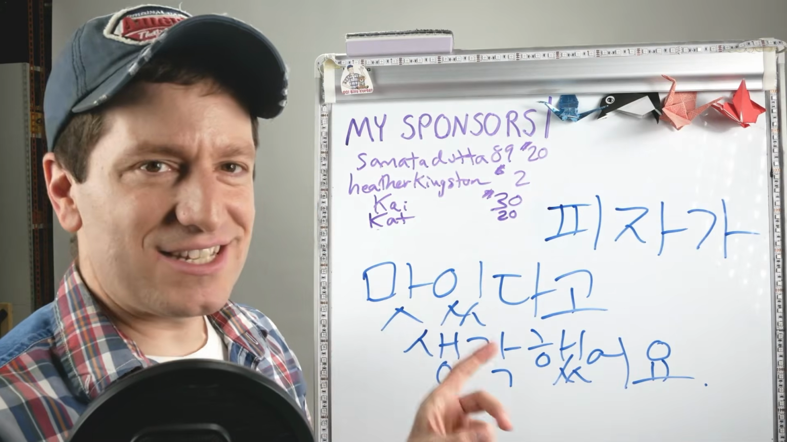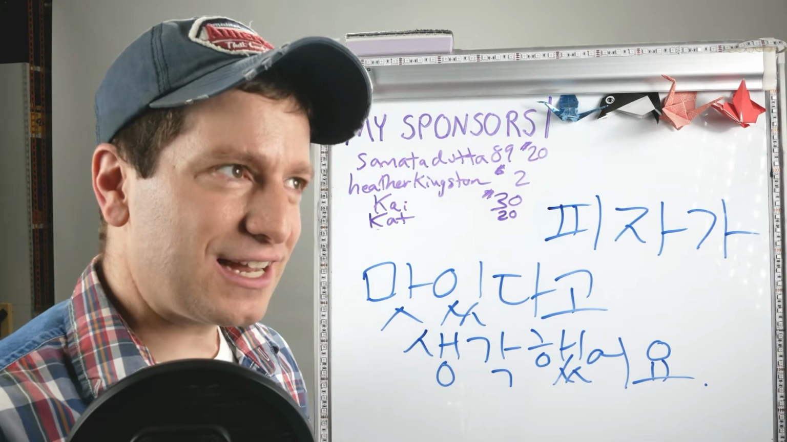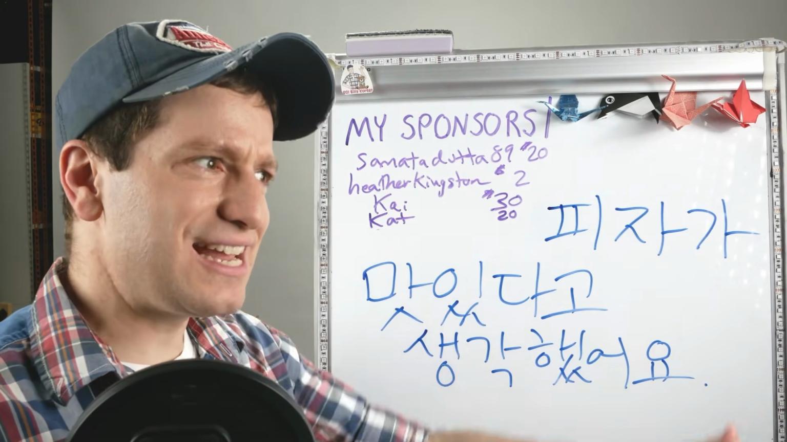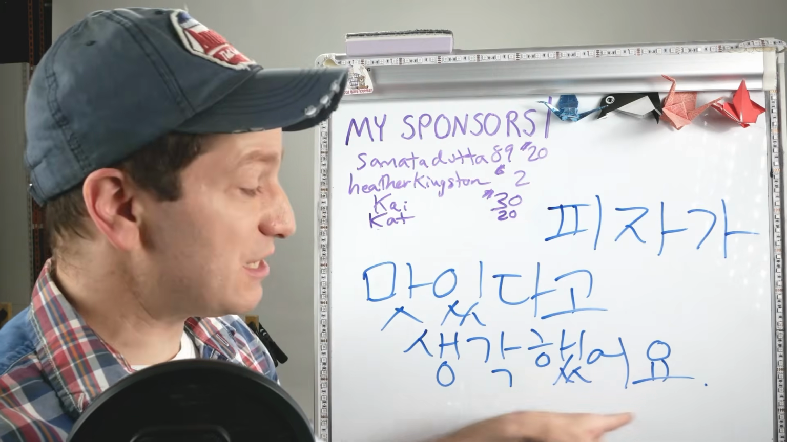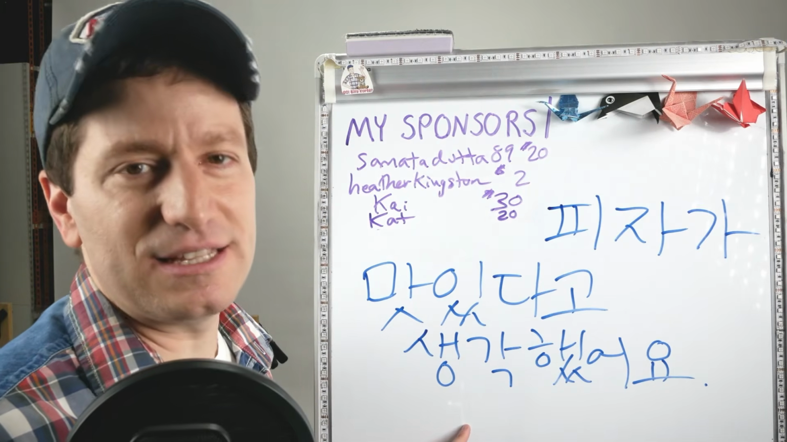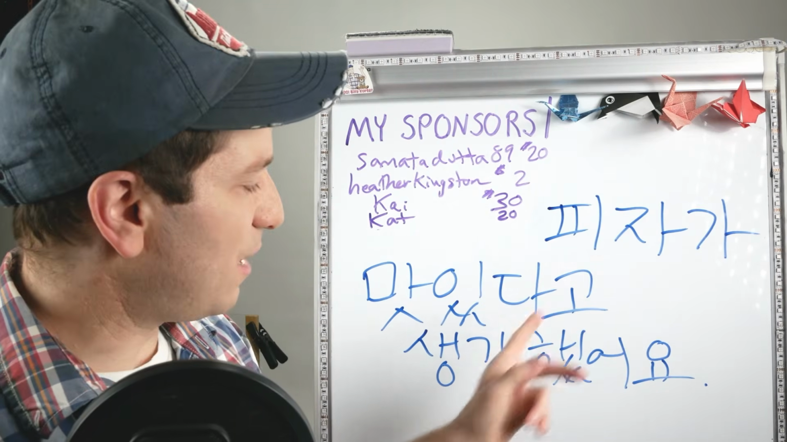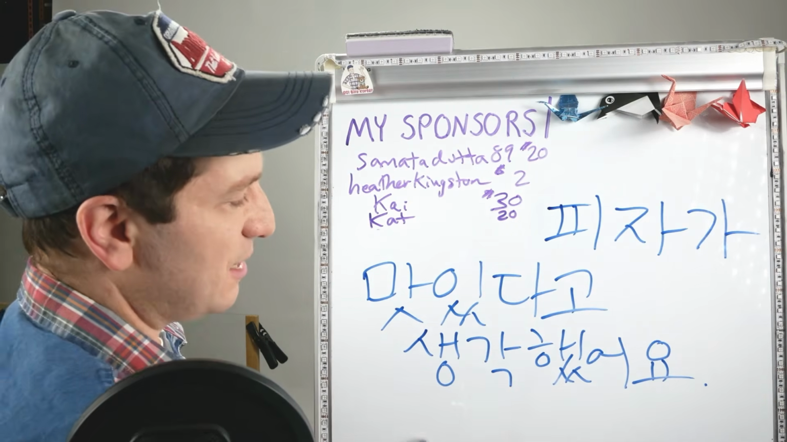Notice that it's not 맛있었다고 생각했어요. It's not I thought that it had tasted good. You don't need to do double past tense in Korean like that, like we do in English. Just the last verb needs to be in the tense that you want. 피자가 맛있다고 생각했어요. So I thought, what did I think?